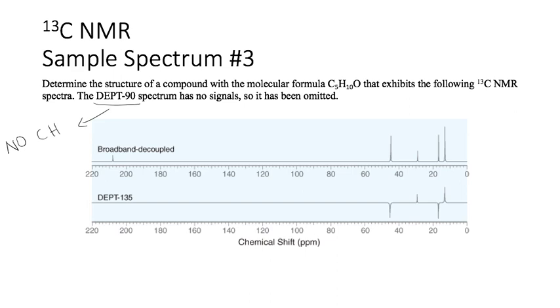The next thing I want to look at is how many carbon environments I have. So I have 1 down here, 2, 3, 4, 5. I have 5 C's in my chemical formula, so I have 5 unique carbon environments.